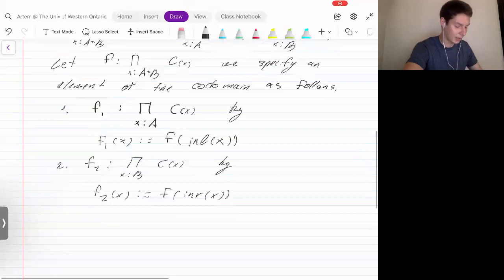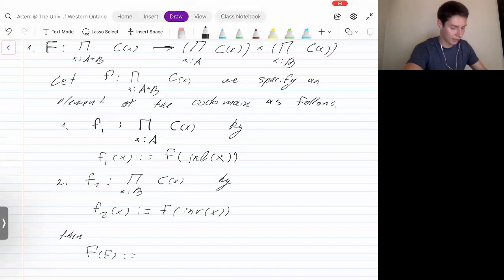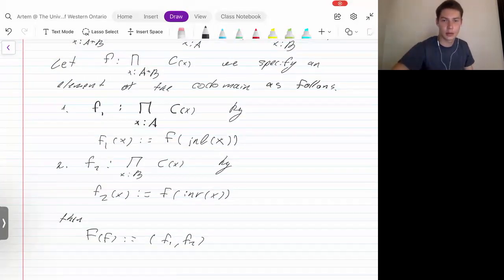So let's specify now the second part of an equivalence. Here we need to go from, well, let me write this explicitly. Then f at f is going to be defined as just applying the pair constructor to these two functions. Any questions thus far?